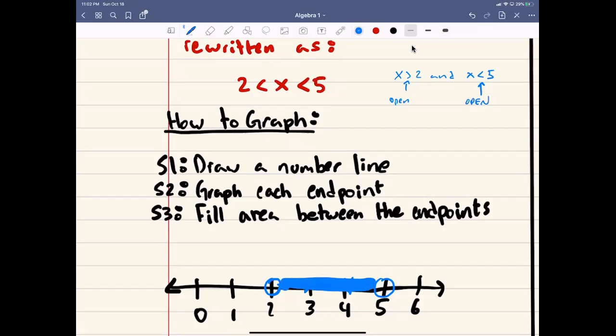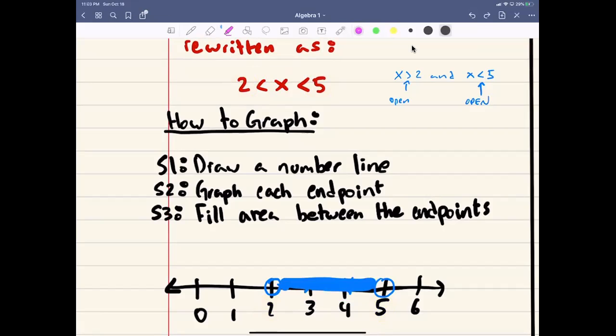And the reason why I like my inequality written this way is because it tells you the endpoints here, right? It tells you what it's gonna look like, right? So 2, 2, 5, and 5. And then we're saying x is between 2 and 5. So boom. And we're saying that they're open, right? So that's why we like writing our inequality that way.